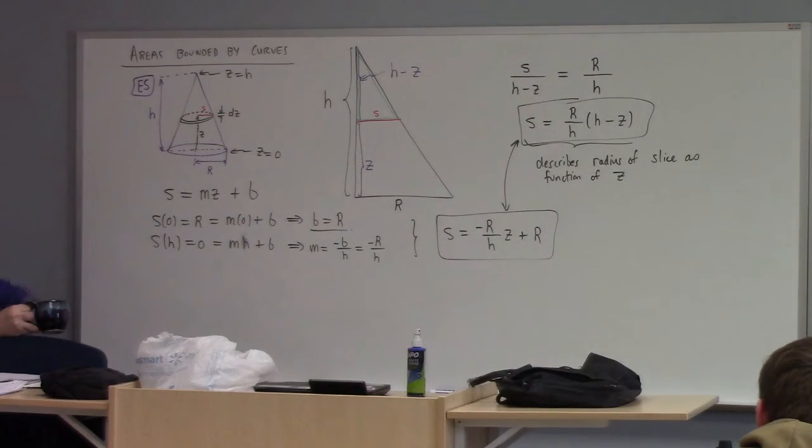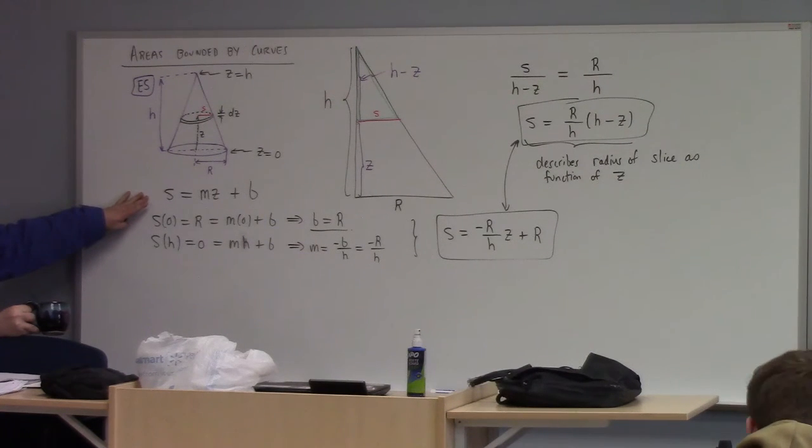These are the same formula, right? This is the same thing. So this way is a nice way, like we just assume that it's a linear function and we find the slope and the y-intercept for the formula basically using the data, which is obvious, namely that the radius is r when z equals 0, and the radius is 0 when z equals h.